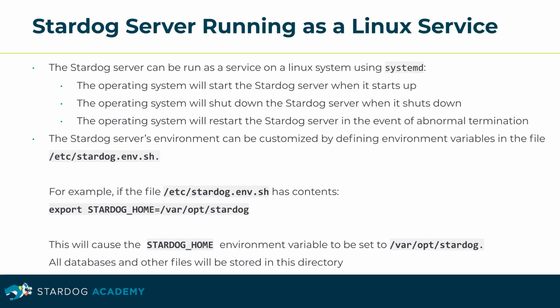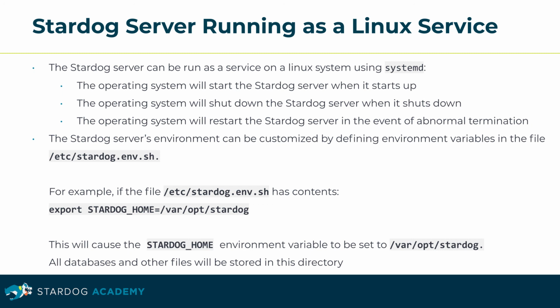On Linux systems, the Stardog server is installed as a service, managed by the standard service daemon systemd. This feature causes the operating system to start the Stardog server when it starts up. The operating system will also shut down the Stardog server when it shuts down. In addition, the operating system will restart the Stardog server in the event of abnormal termination.